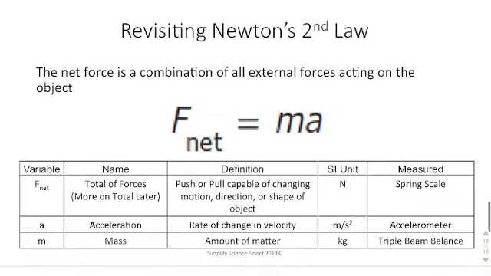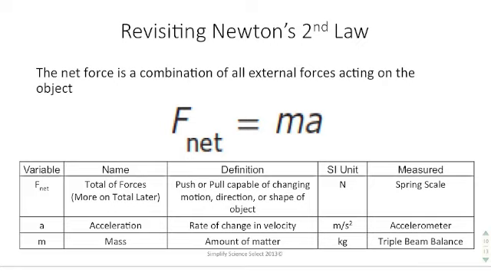So let's take a look at Newton's second law again. Now remember, we said that F net is equal to mass times acceleration. Well, remember, this F net is the sum of all the forces. Now, we use this term sum of the forces not to mean that you add all the forces together, but you combine them using vector addition the way they're supposed to.